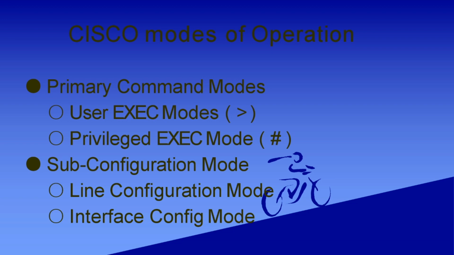Line configuration is a part of sub-configuration mode. This configuration mode is used to configure console, SSH, Telnet, and AUX access. Interface configuration mode is used to configure a switch port or router network interface.